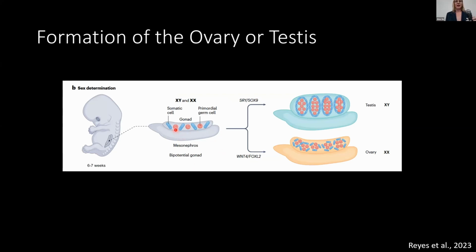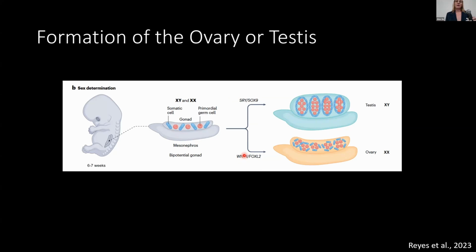And so the bipotential gonad essentially starts to receive signals from SRY, which leads to the expression of the transcription factor SOX9, and that drives testis fate. And the testis fate is essentially the creation of these epithelial tubules called seminiferous tubules that contain inside them the SOX9 positive Sertoli cells that instruct the germline cells to adopt a male germline fate that forms prospermatogonia.